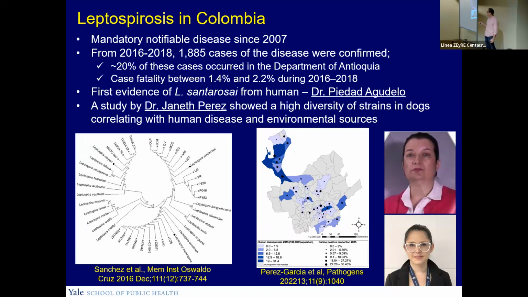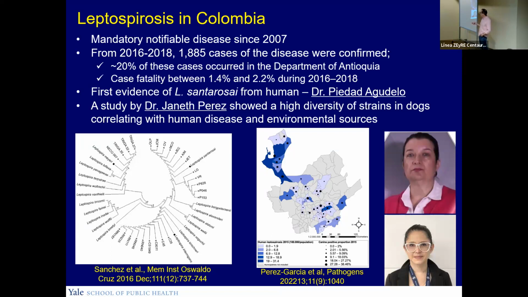It is a mandatory notifiable disease since 2007. A study shows that from 2016 to 2018 there were about 1,800 cases of the disease, and interestingly, almost 20% of those are happening in the park. The fatality can be from 1.4 to 2.1%. And it is interesting, as I mentioned, the diversity.